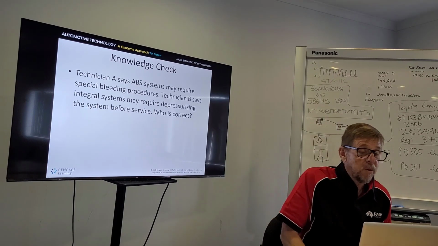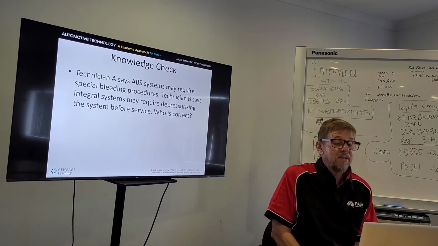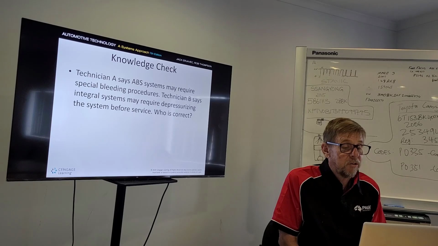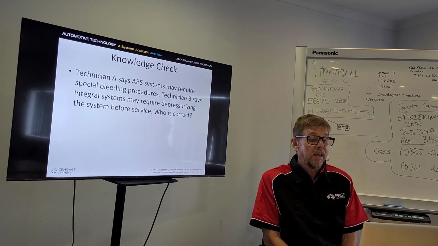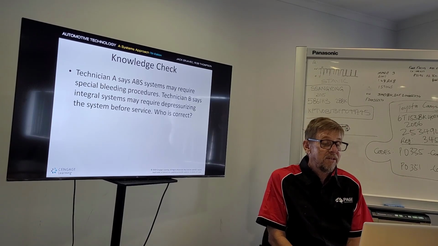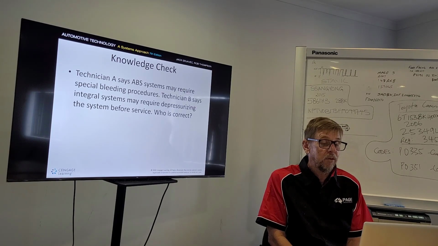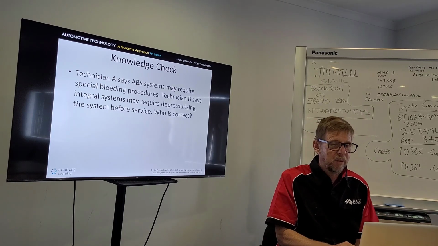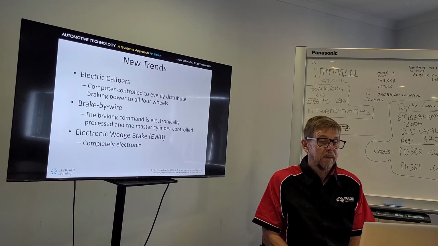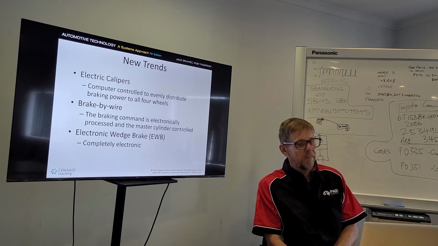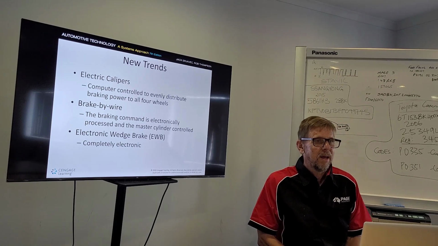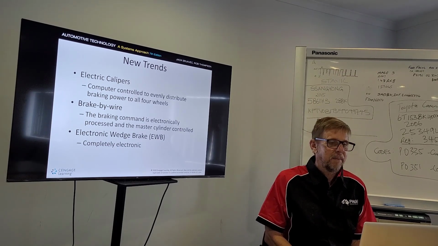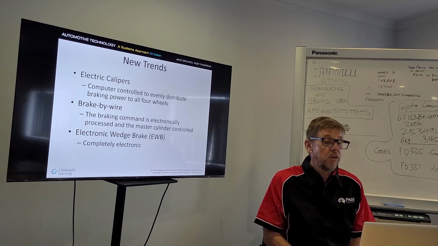So here's some knowledge questions. Technician A says the ABS system may require special bleeding procedures. Tech B says integrated systems may require depressurizing the system before servicing. Who's correct? Both. Both are correct. Good answer. That was quick. Because obviously you have to depressurize the system. That's right. And then you have to follow the procedure for bleeding. 100%. Okay.